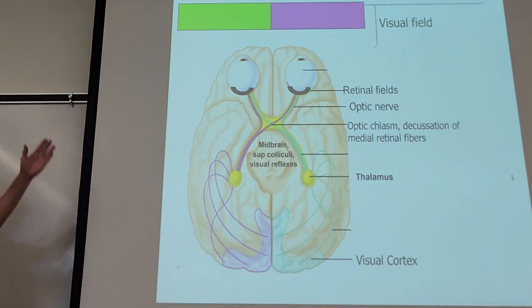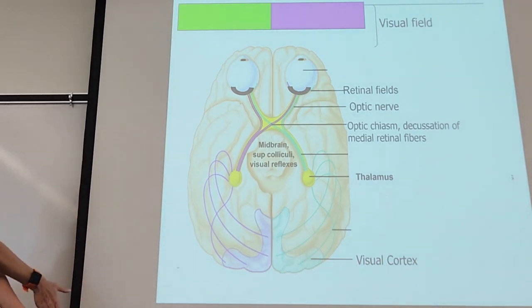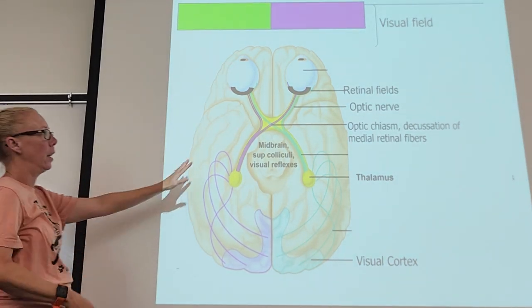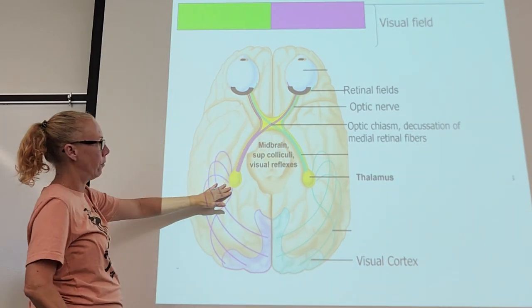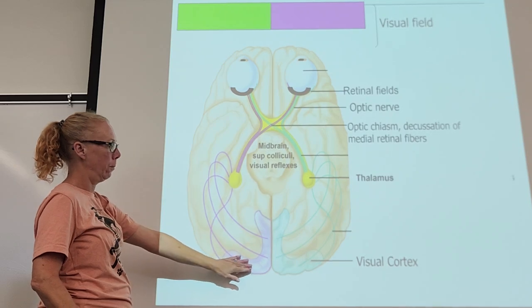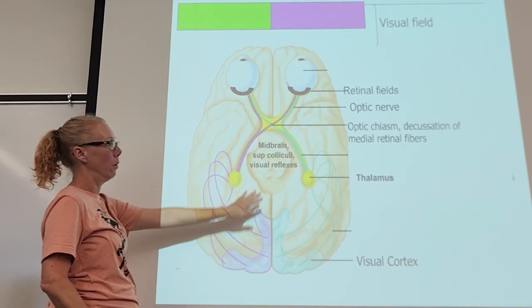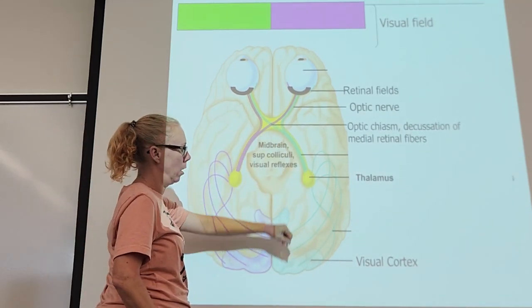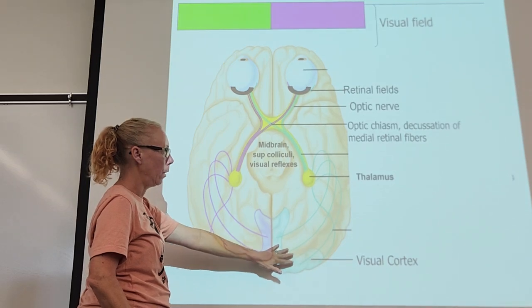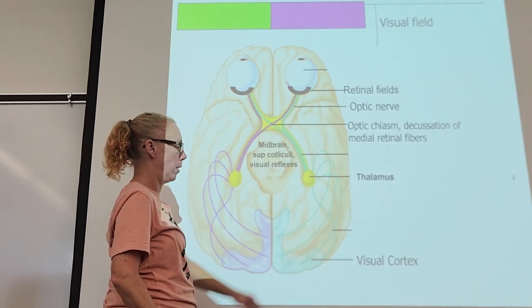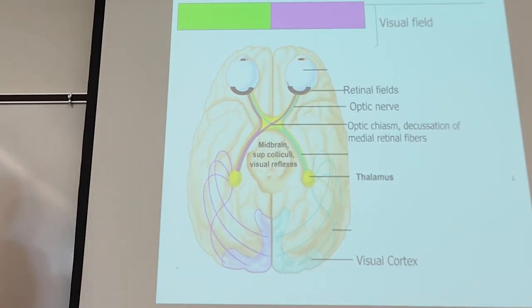So it's because the medial fibers cross over in the chiasm that then allows for all the information from the right visual field being processed in the left occipital lobe, and all the information from the left visual field is processed in the right occipital lobe.